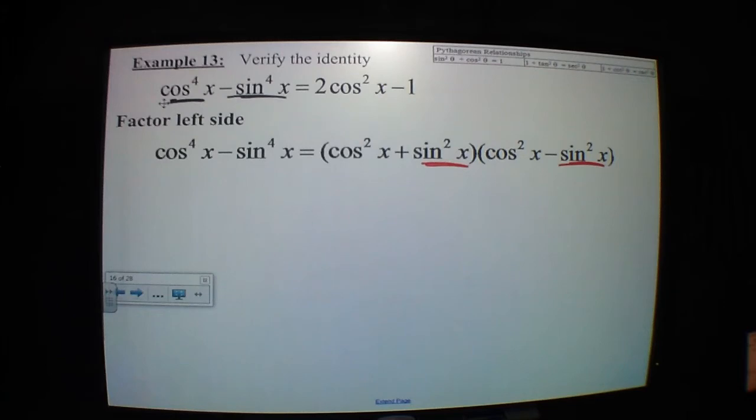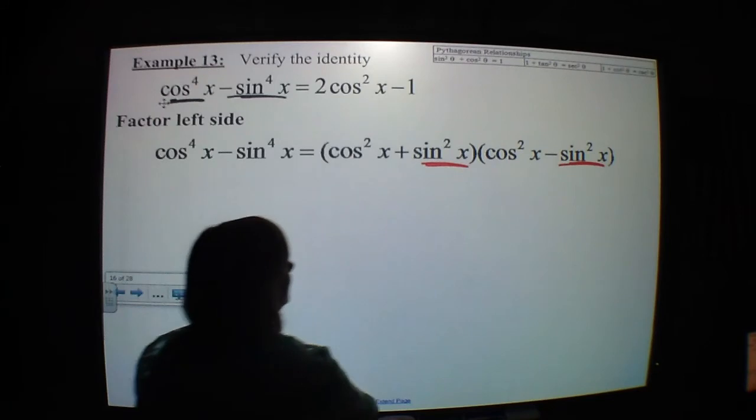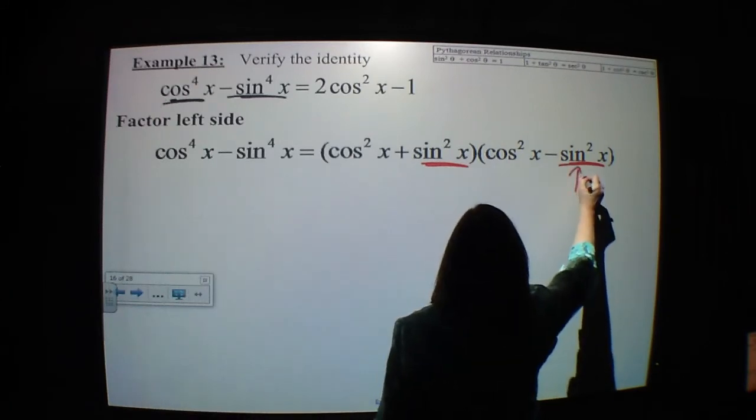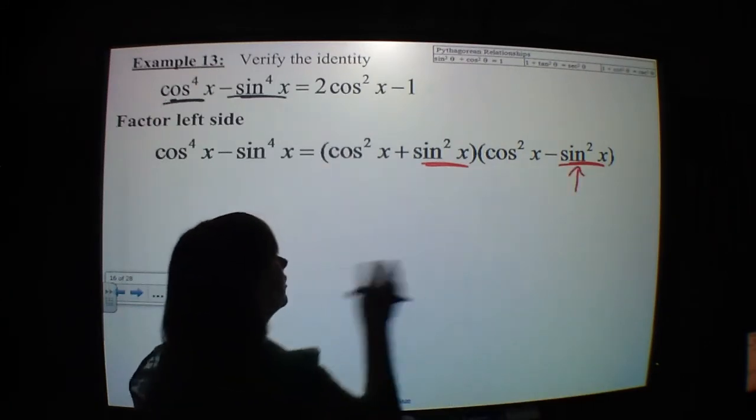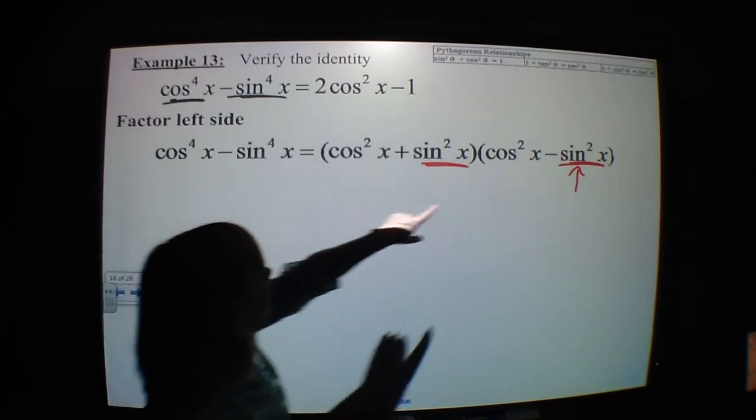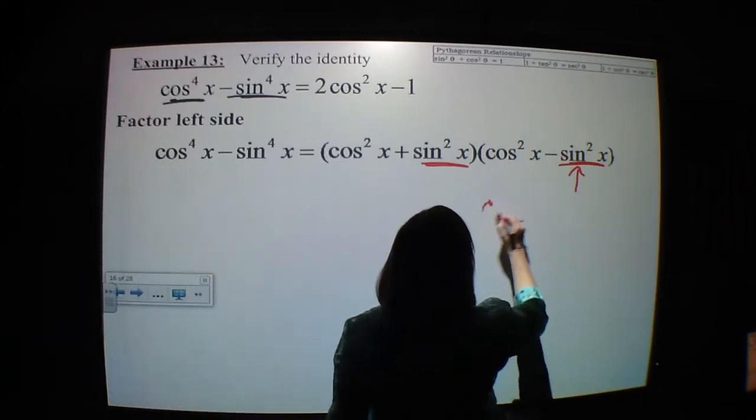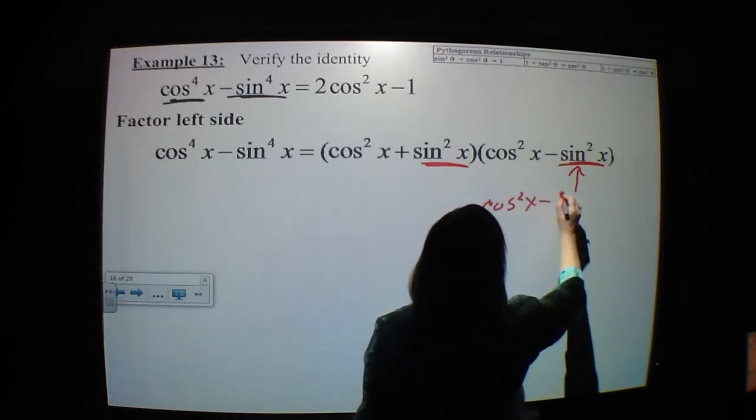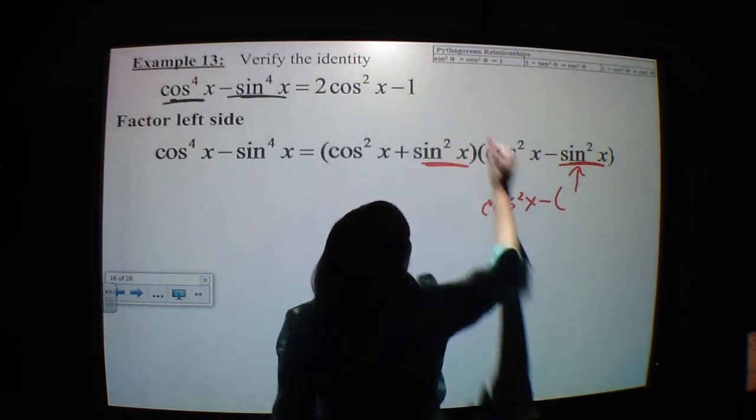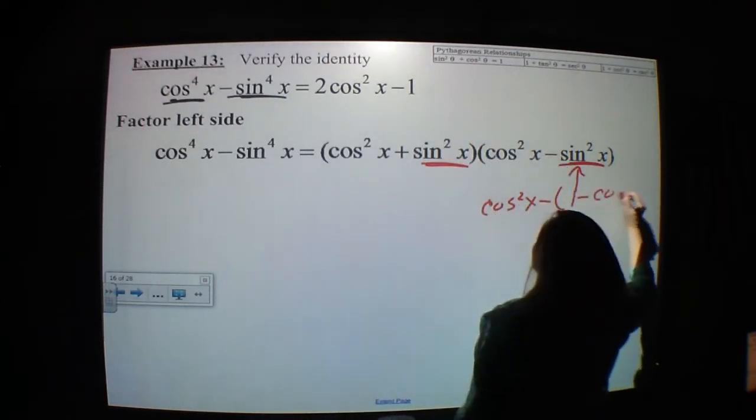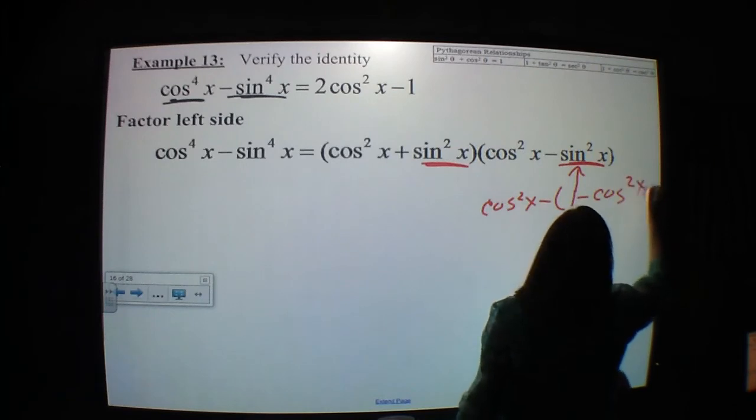Or I might do the substitution of 1 and then just factor in here. So let me just do this one first, because this is 1, but I'm not going to put it at 1 yet. I'm just going to do this part first. Cosine squared of x minus sine squared is 1 minus cosine squared. Oh, wow. I think we're here. That did it.